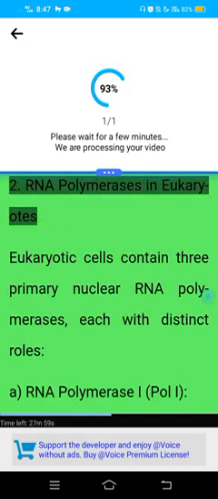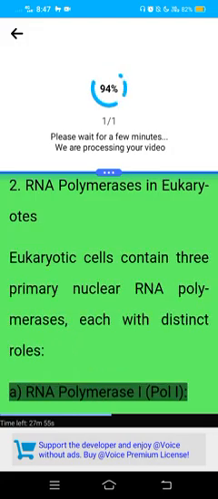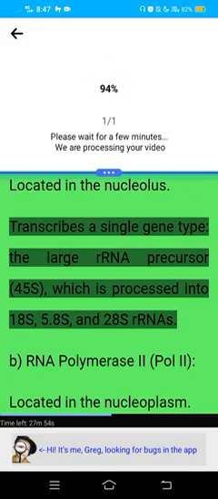2. RNA polymerases in eukaryotes. Eukaryotic cells contain 3 primary nuclear RNA polymerases, each with distinct roles. A. RNA polymerase I, Pol I, located in the nucleolus, transcribes a single gene type, the large rRNA precursor 45S, which is processed into 18S, 5.8S, and 28S rRNAs.